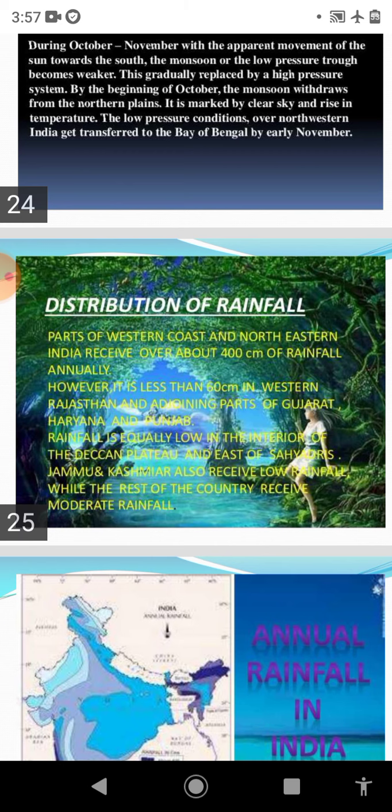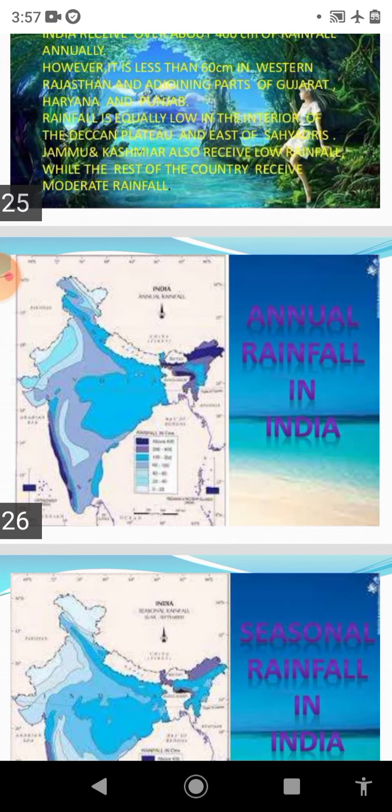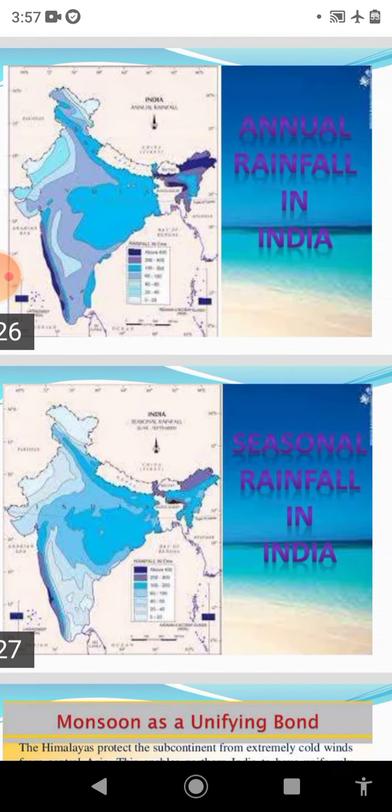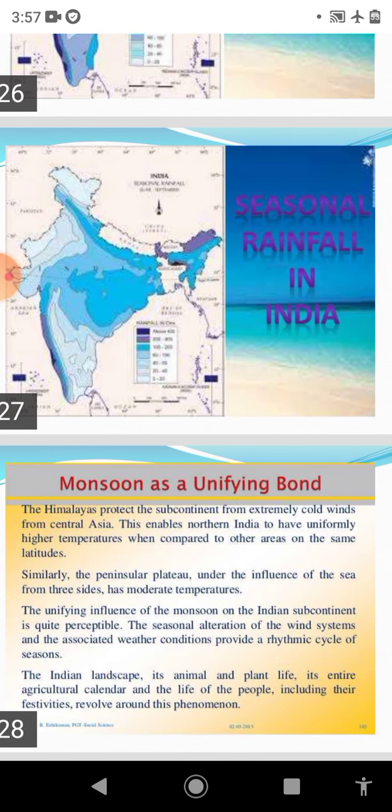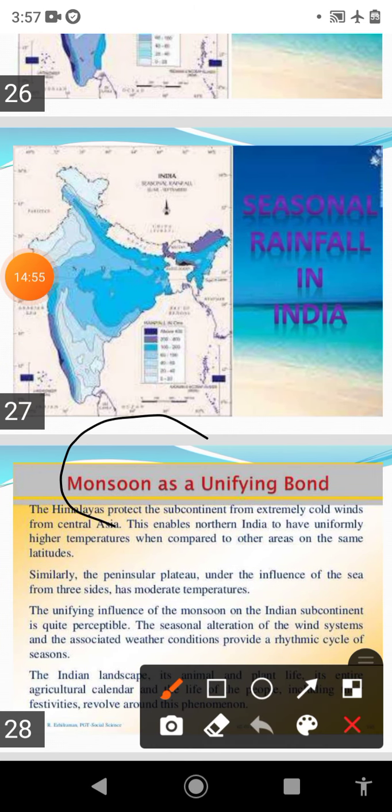After that, we will discuss monsoon as a unifying bond. These two maps are showing you the distribution of rainfall. After that, the last topic, monsoon as a unifying bond. So you will go through this slide.